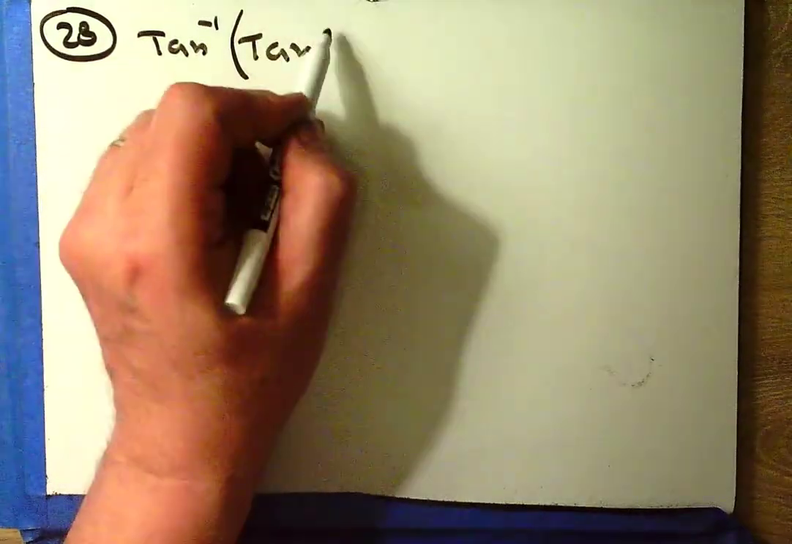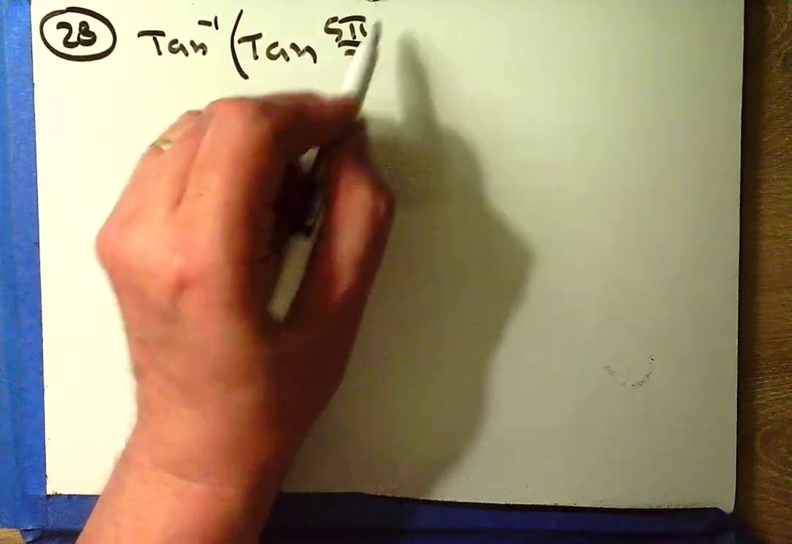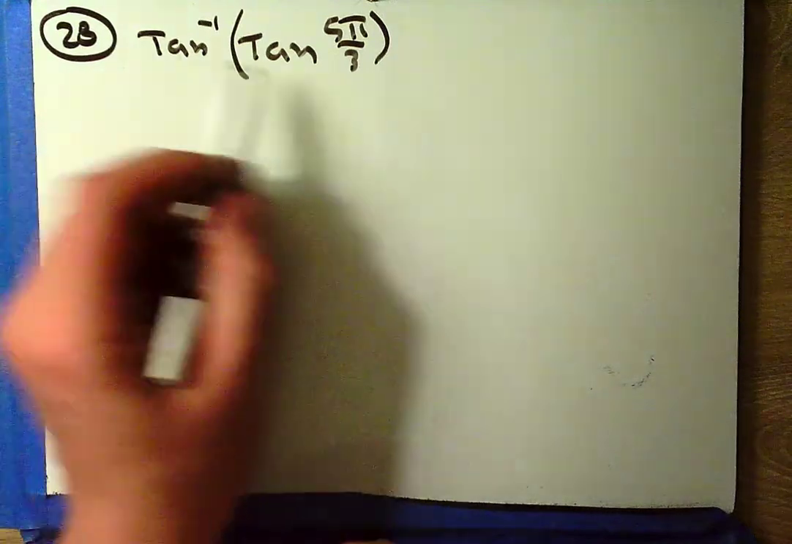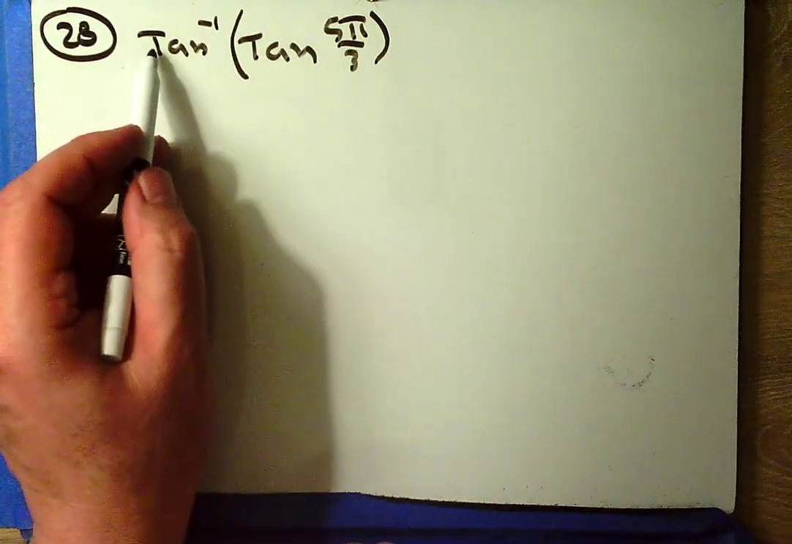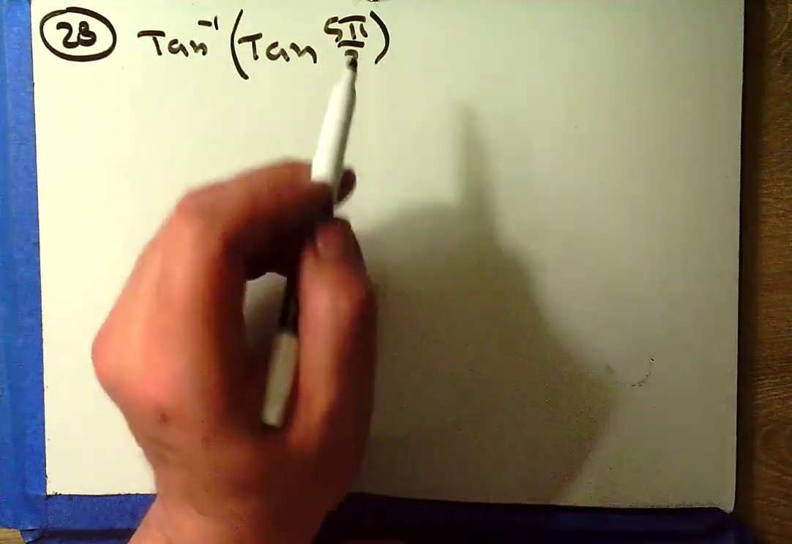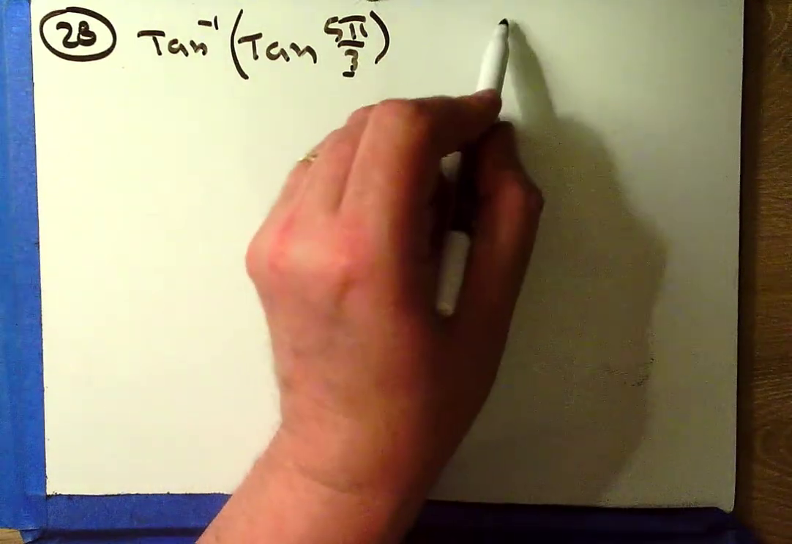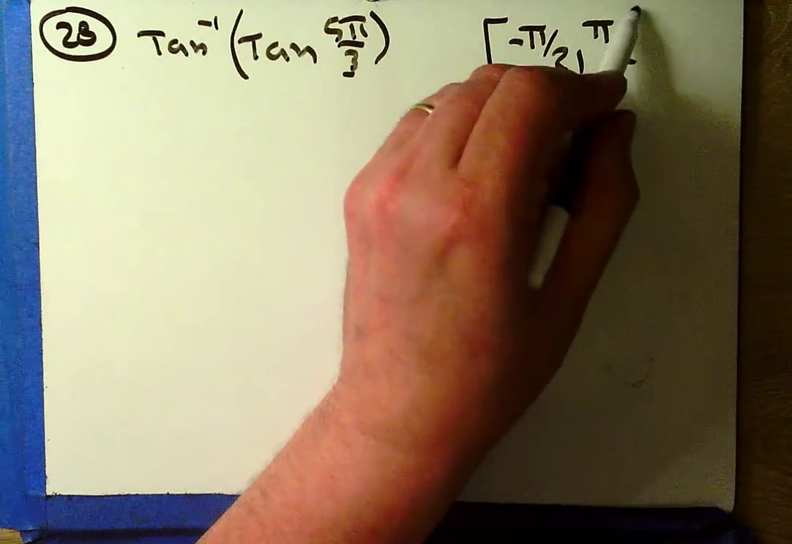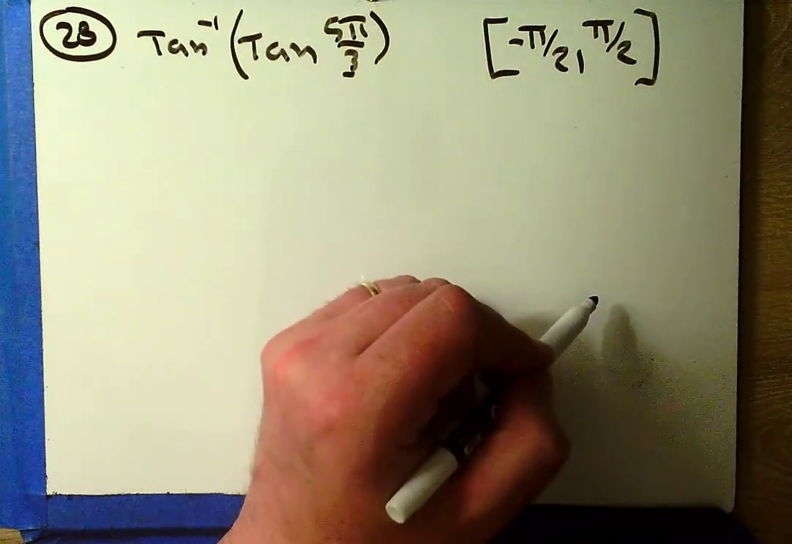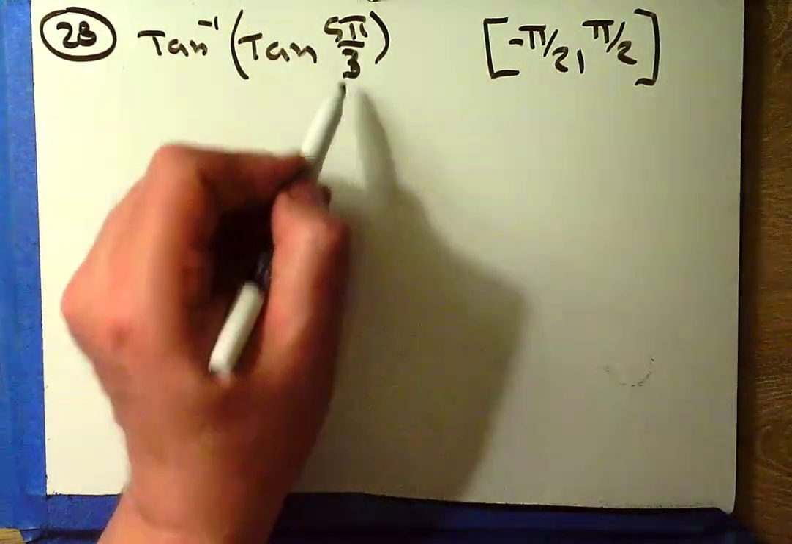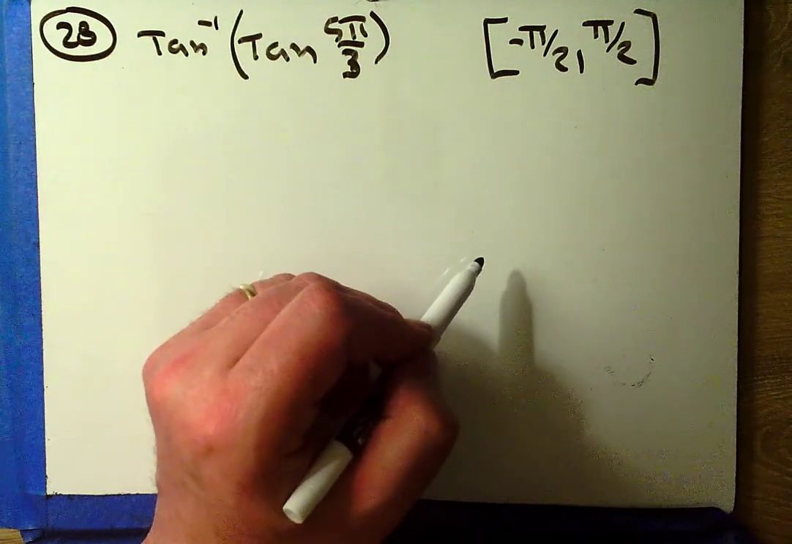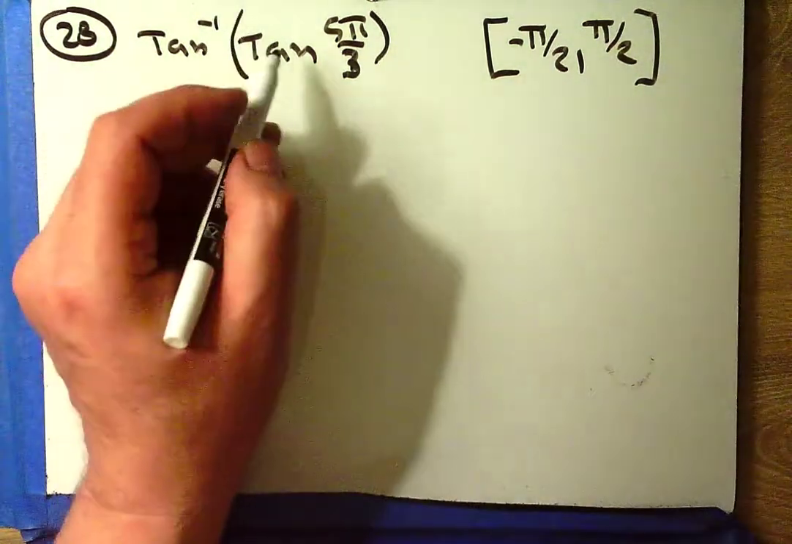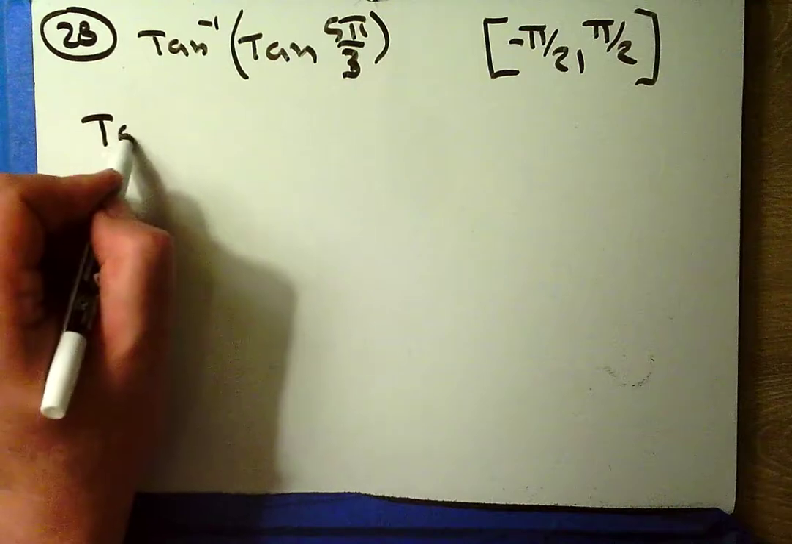It says tangent inverse tangent 5 pi over 3. Well, earlier we said we could cancel these out if the given angle was within the restriction. But our restriction is negative pi over 2 to pi over 2. So, no, not going to work. All right, so let's think about this. The tangent of 5 pi over 3.